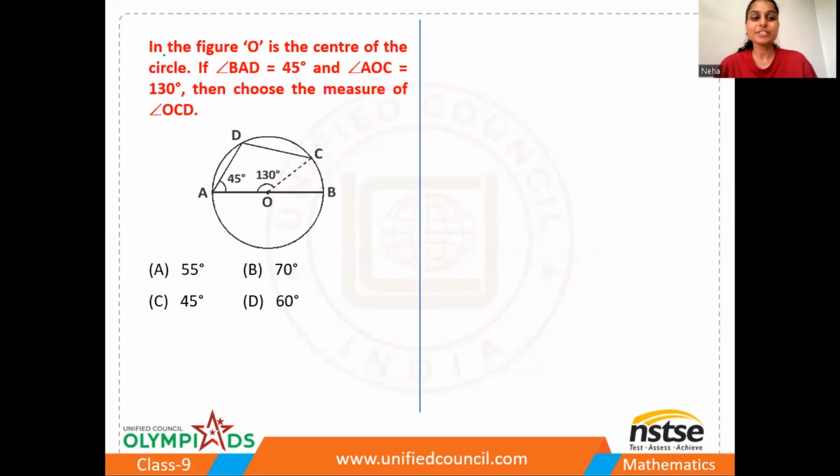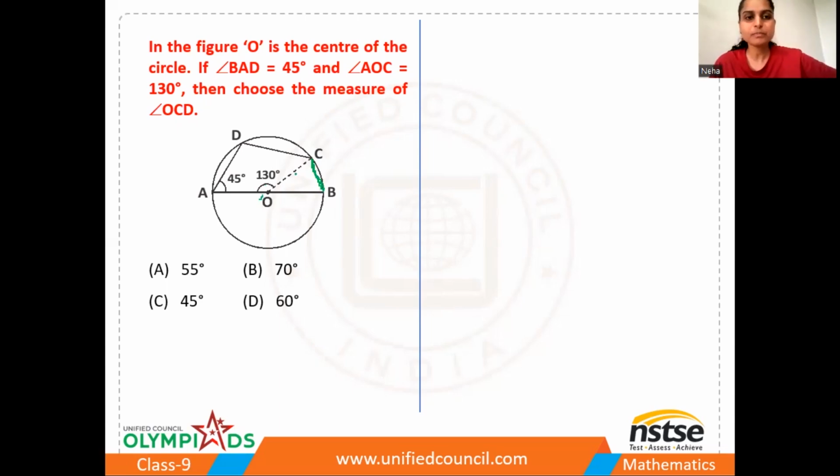The question is that in the figure, O is the center of the circle. If angle BAD, that means this angle, is 45, and angle AOC, that means this angle, is 130, then choose the measure of angle OCD, that means this angle. This angle I have to find, so first I have to make it a triangle, right? So I am just joining B and C. This is not a straight line, so just make it straight.